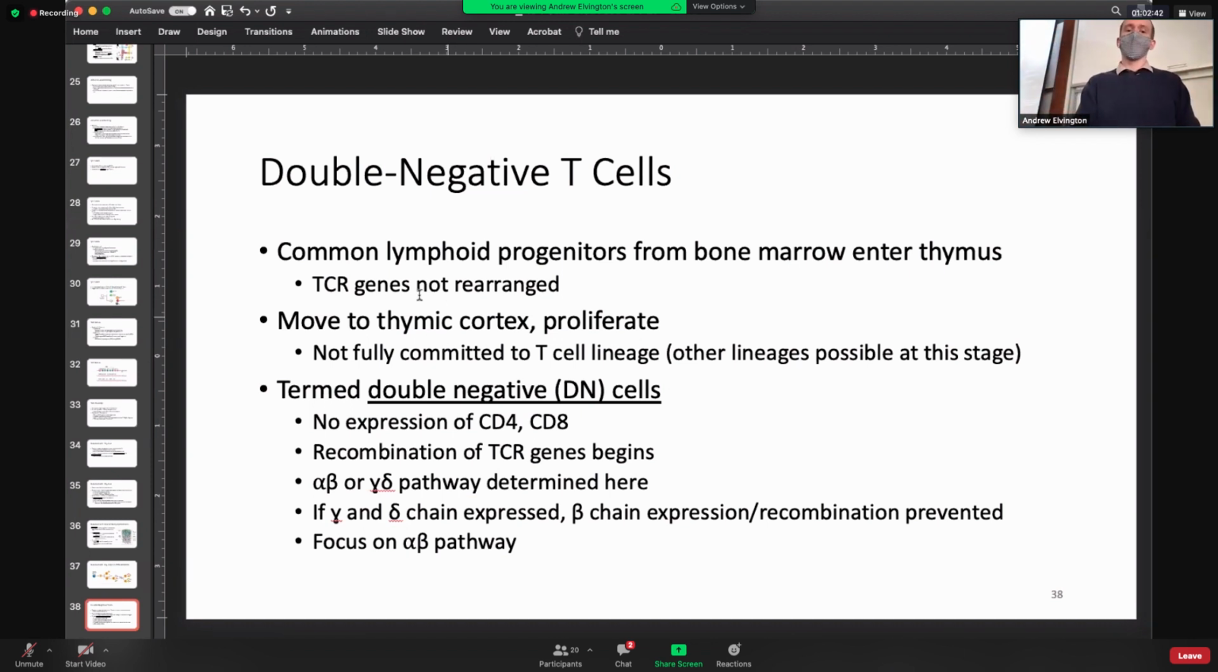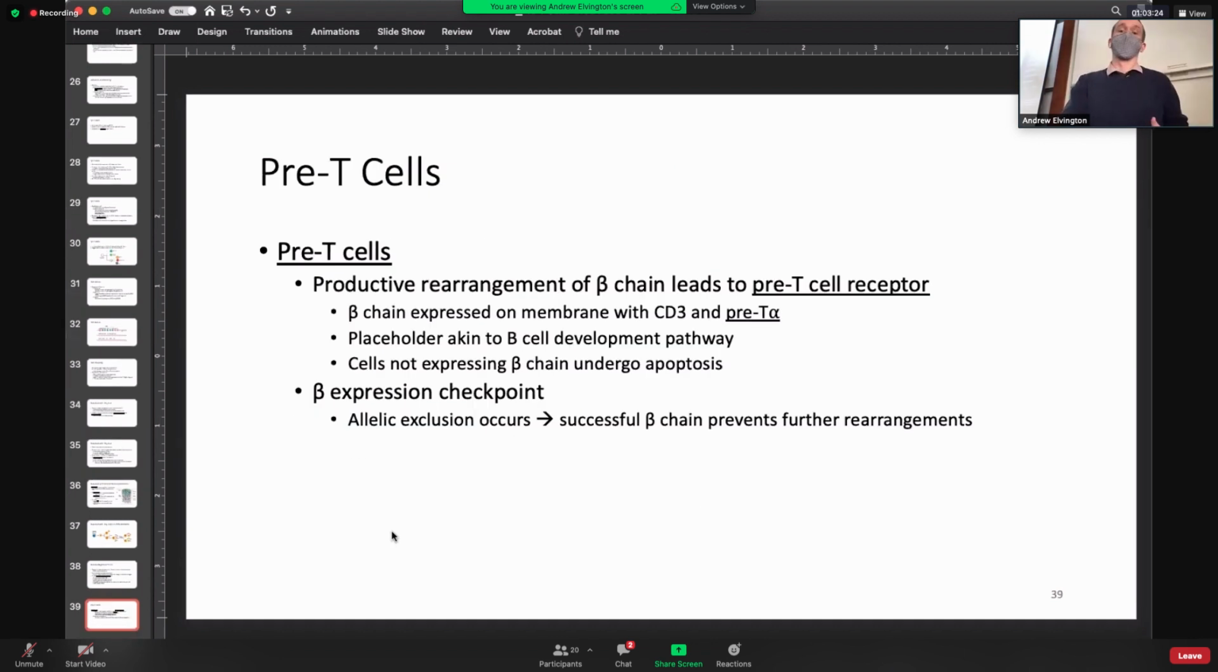They also do not express T cell receptor genes yet, but once they enter into the thymus, they receive the stimulus so that their T cell receptor genes start to become active. This is why we can produce gamma delta T cells first, because in this double negative state is where our pathway, are we going to be an alpha beta T cell, or are we going to be a gamma delta? If the gamma chain is produced, that cell is committed to becoming a gamma delta T cell. And what we're going to focus on is mostly the alpha beta, because that's the one that's most prevalent.